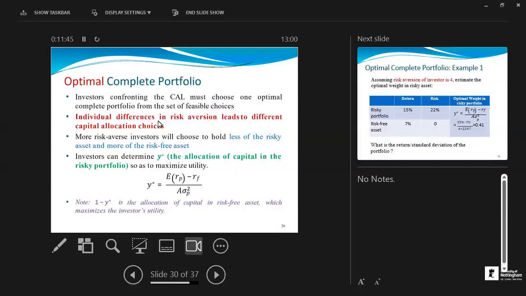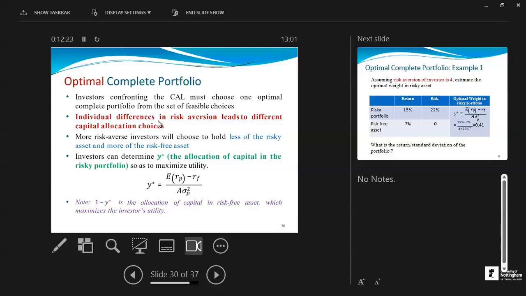Okay. So now let's create this optimal complete portfolio. In order to do that, the question that we have to answer is how much of our investment is going to go into the risky asset and how much of it we are going to allocate in the risk-free asset, right? And the answer to this, as I already told you from the broader concept, is based on individuals' risk preferences, right? So those of you who like to take risk, they would hold more of the risky portfolio. And those who do not like to take risk, they will hold more of the risk-free asset.